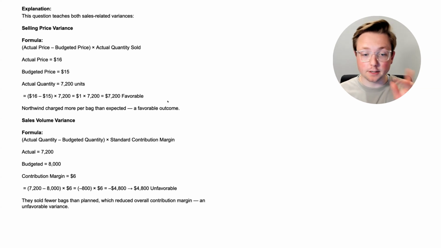So you'll see the difference here. When it comes to the price, they sold the bags for more than they were expecting. So it's a favorable variance. But in the end, they actually sold fewer bags than they had budgeted. So their contribution margin or their sales volume variance is actually unfavorable because, again, they sold fewer bags than they were planning to sell. So with that, you can kind of see, again, the pattern is continuing. Now let's go to the next question.